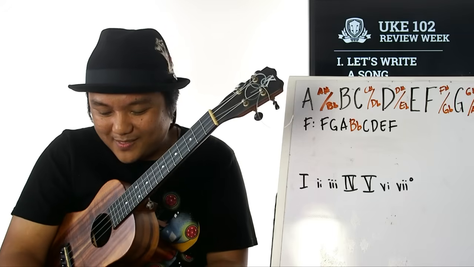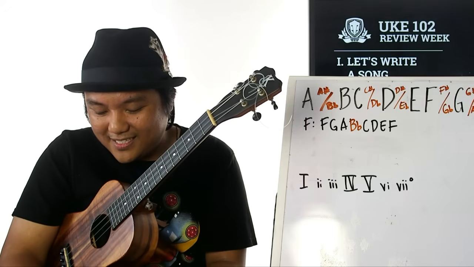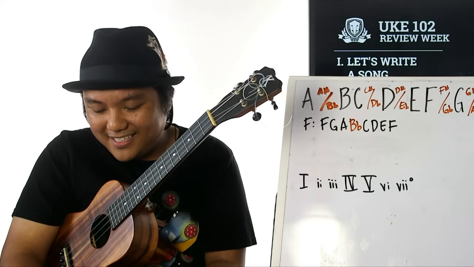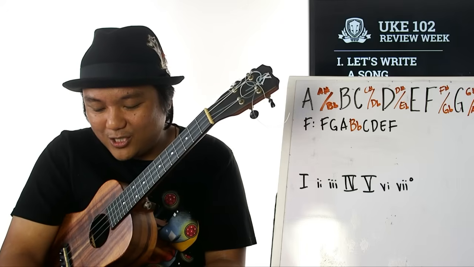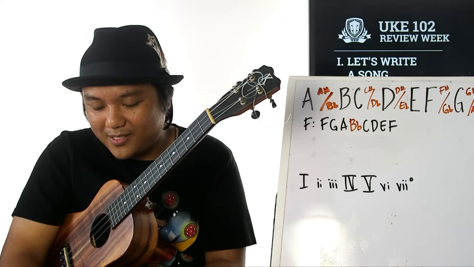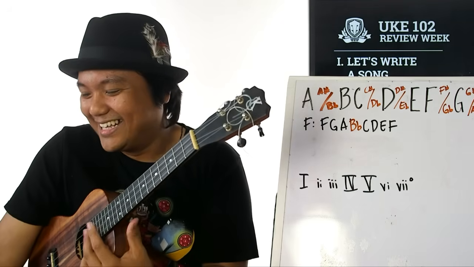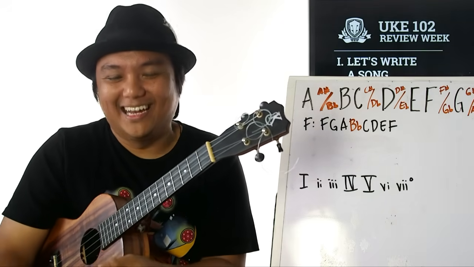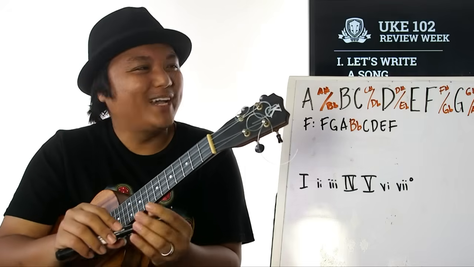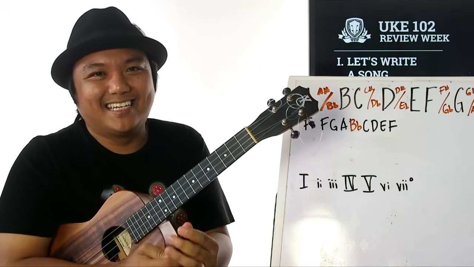So we have open C, D, E, F, G, A, B, B flat. Sorry, ah, I messed it up. Never mind. You know what? Never mind. Maybe I should have used something that you can erase.